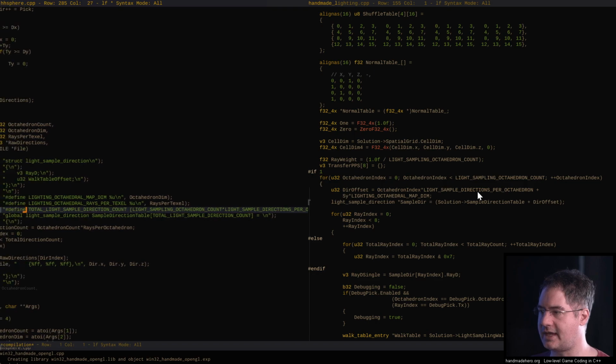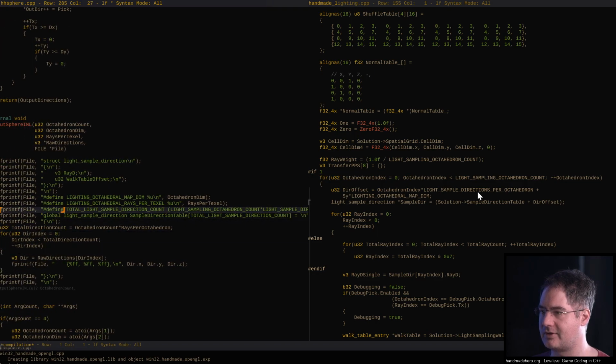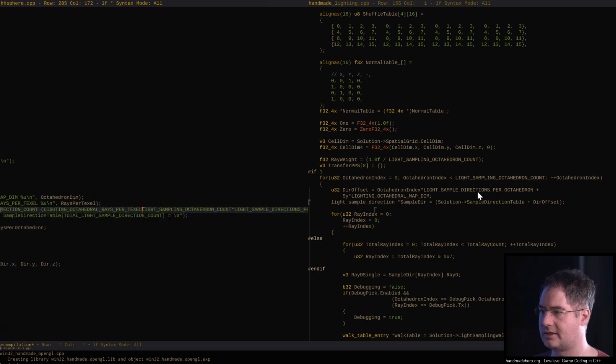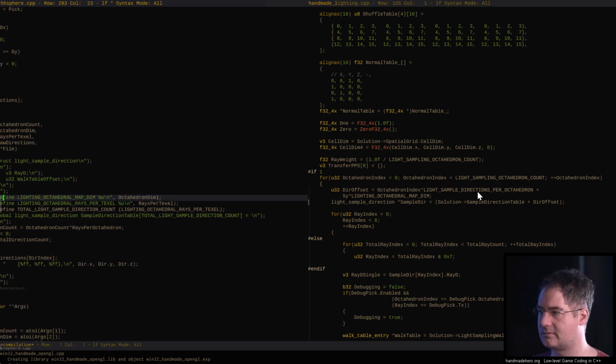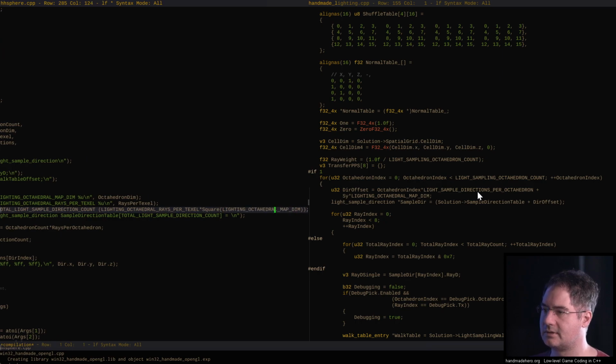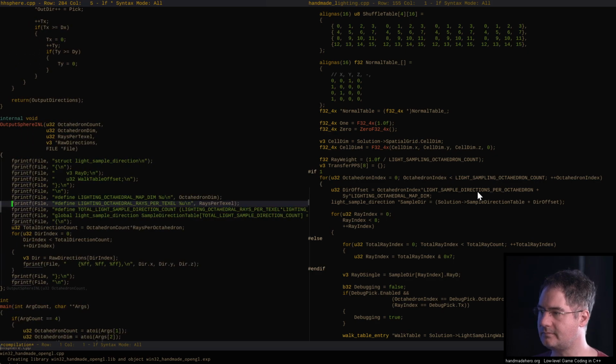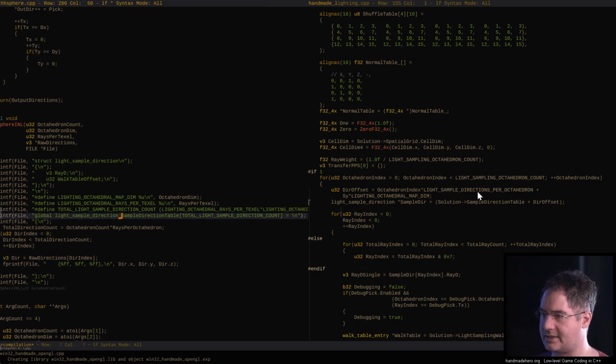And so then the total count, which is how many of these we're going to have, is just the dimension squared times the rays per texel. And since I don't know if square will evaluate fairly at compile time, I'll just manually do it, like so. So that's the count, and that's how many will be in here.